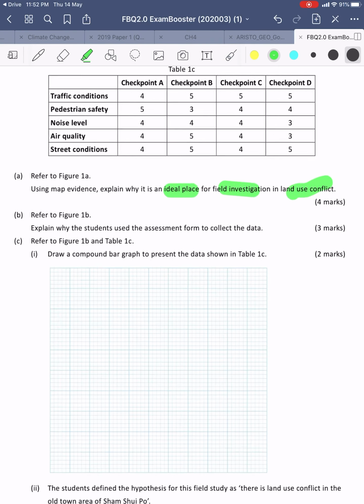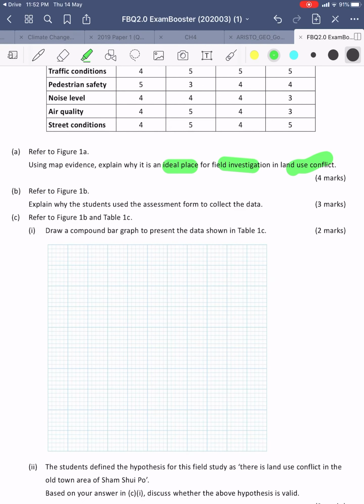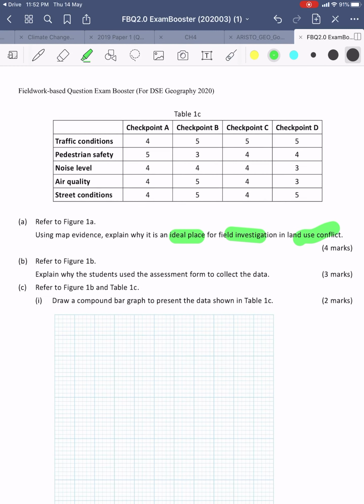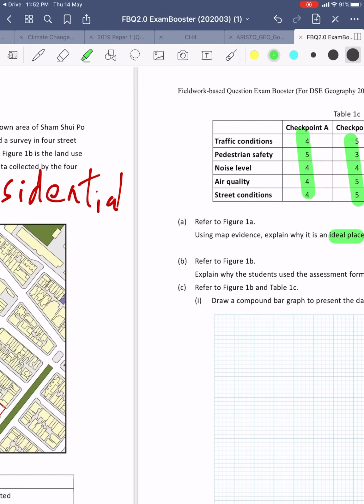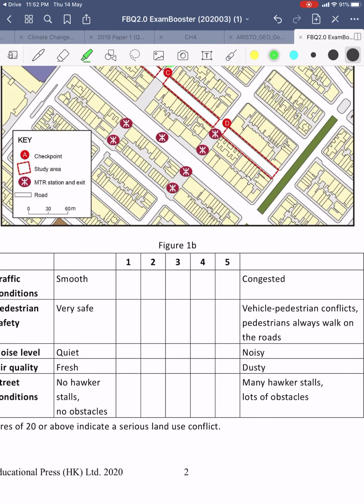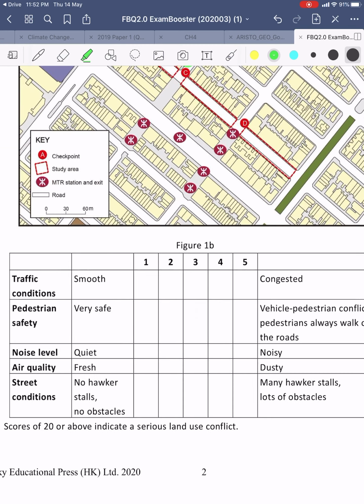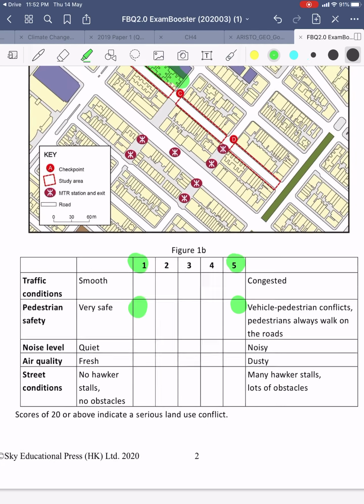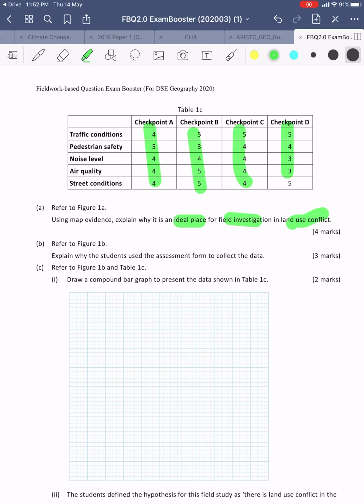Next one, B. Explain why students use such an assessment for collecting the data. The assessment method is giving marks, giving different marks right here. How are the marks given? Just like a questionnaire: if the traffic condition is very smooth, 1 mark; if it's congested, 5 marks; if it is very safe, 1 mark, and then 5 marks, and so on. So why is it good?